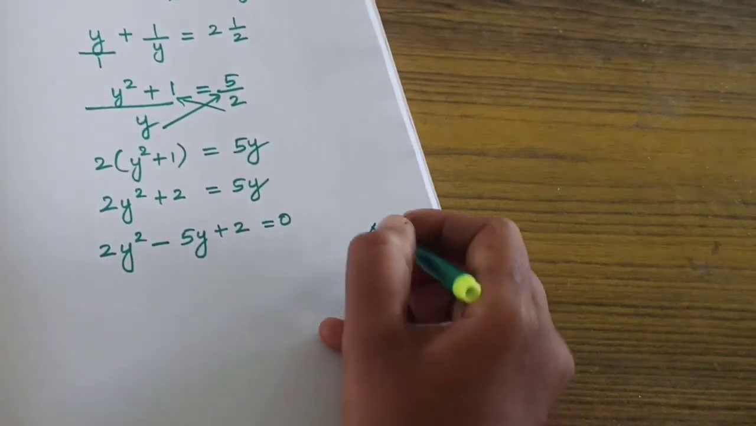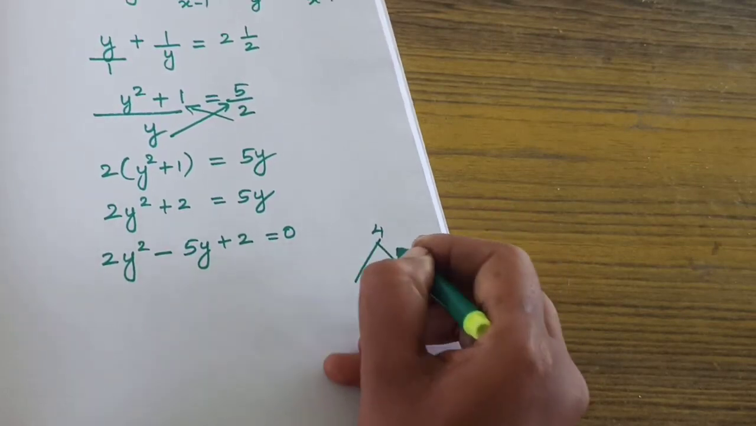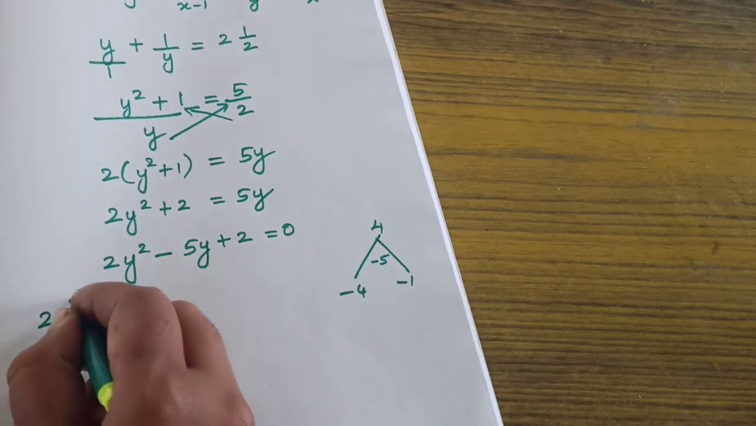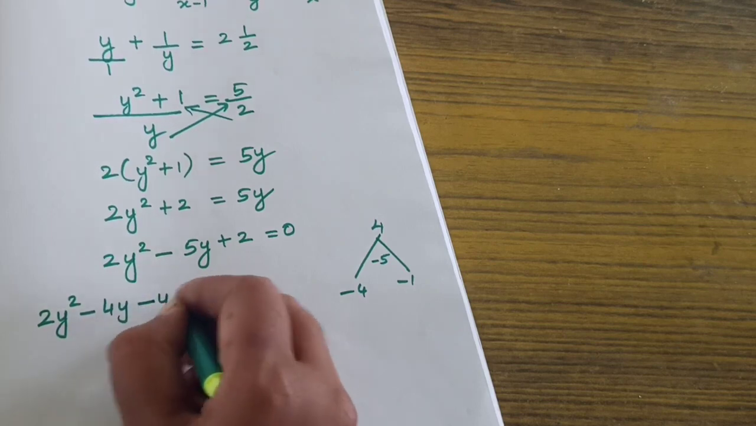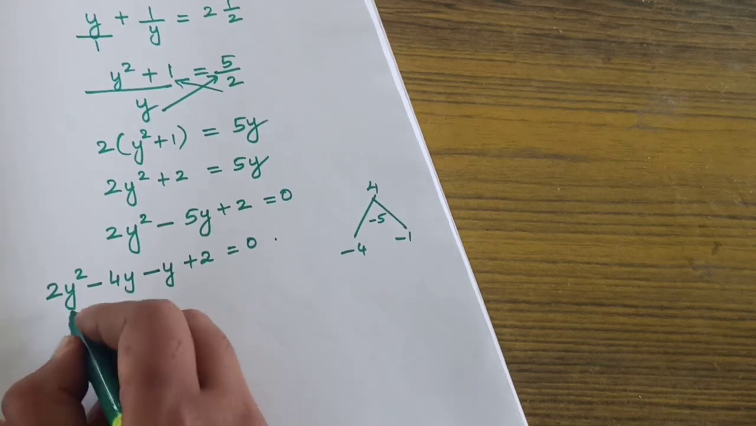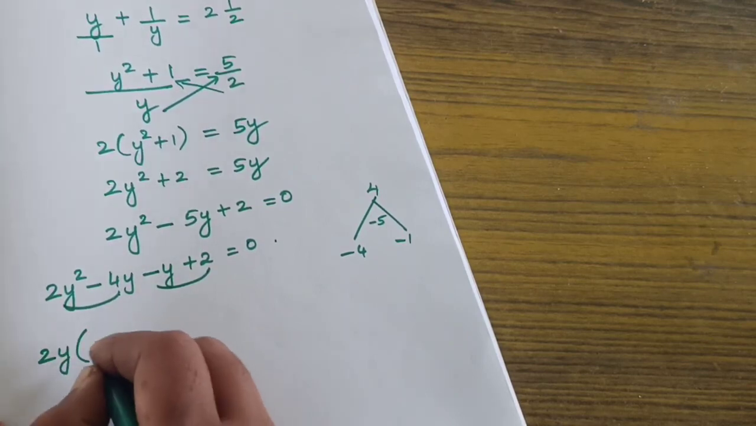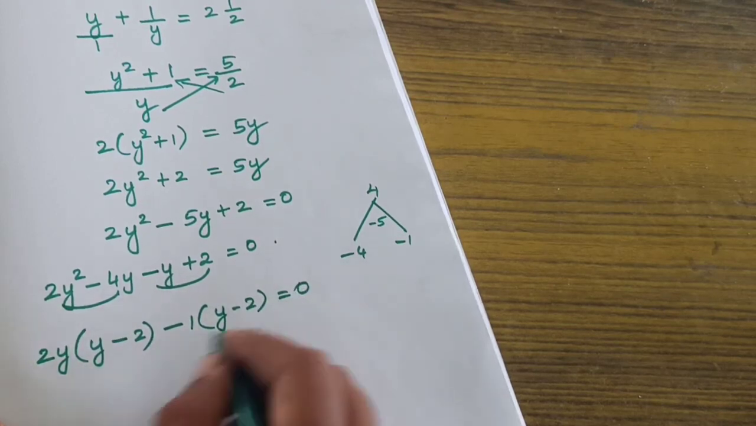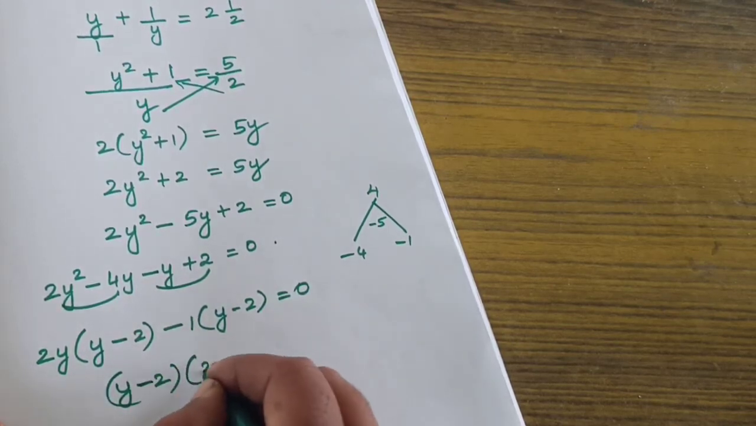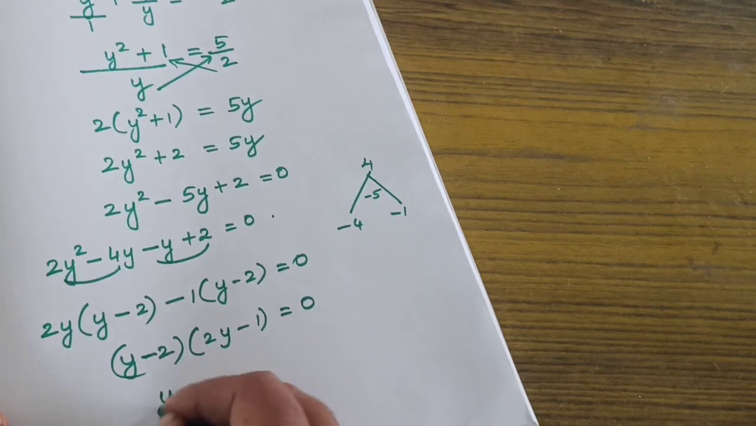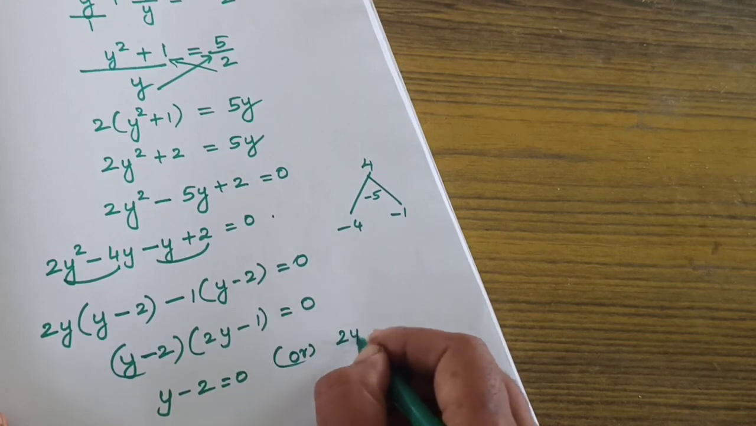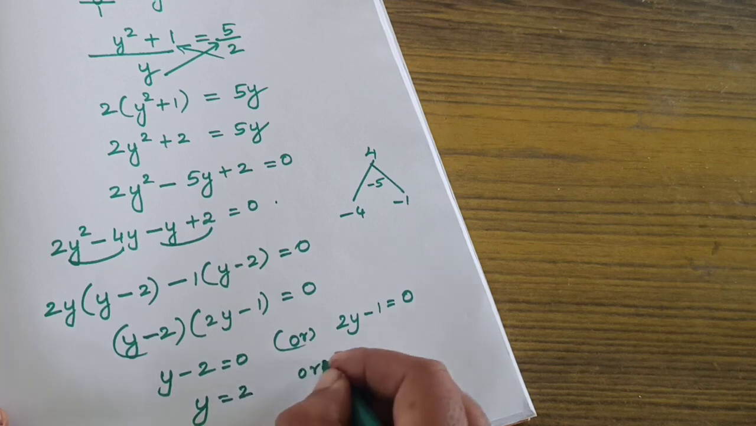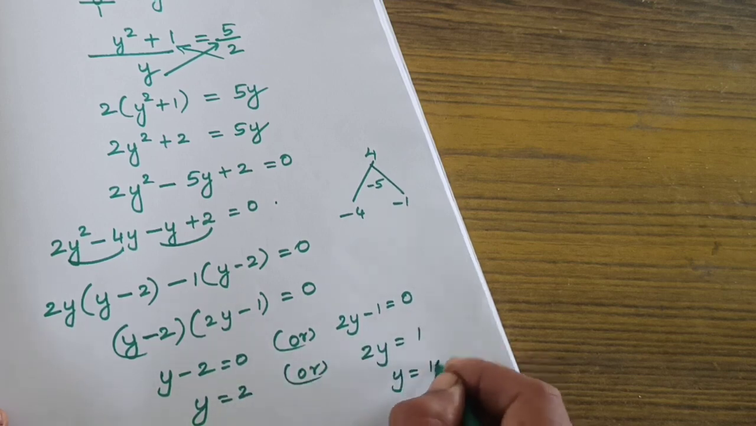Then factorize: 4 and minus 5. Can you guess the numbers? Minus 4 and minus 1? Yes, we will get it correctly. So 2y square minus 4y minus y plus 2 equal to 0. Taking common from 2 terms, 2y outside, y minus 2, and here minus 1, then y minus 2 equal to 0. Then again common, y minus 2 into 2y minus 1 equal to 0. So y minus 2 equal to 0 or 2y minus 1 equal to 0. So y is equal to 0 plus 2, that is 2. Or 2y is equal to 1, y is equal to 1 by 2.